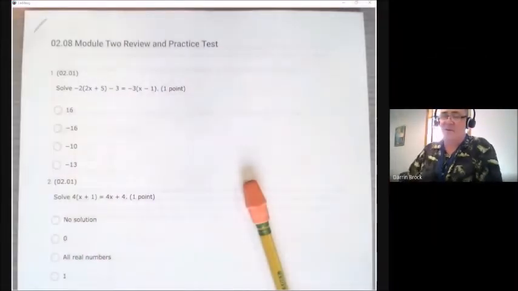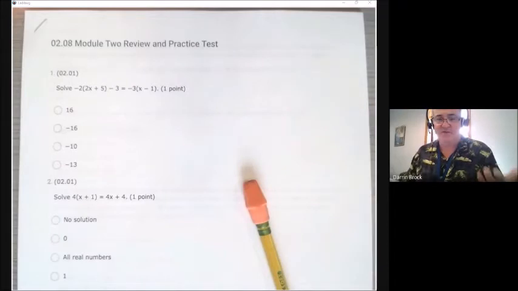I took a copy of the practice test. This is 2.08 practice, and I just printed it. And so I'm going to do it on paper.